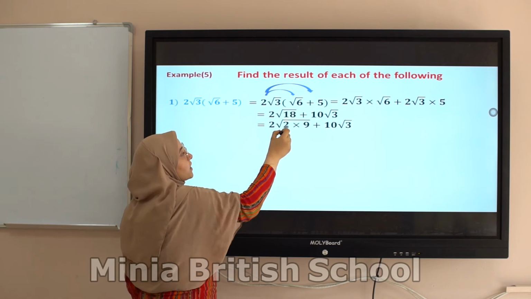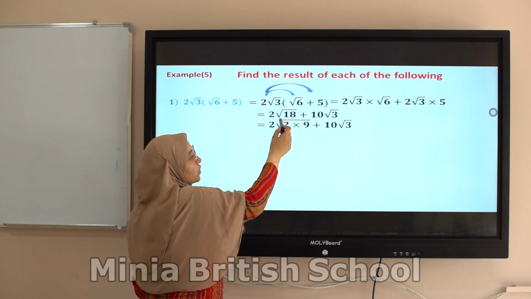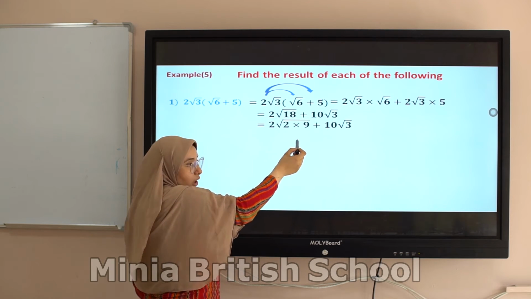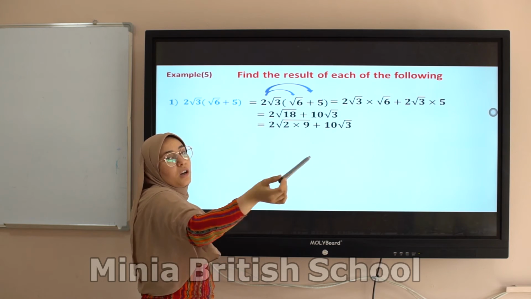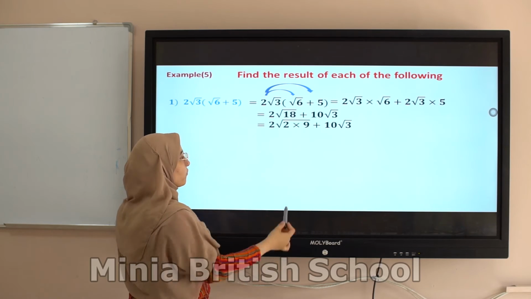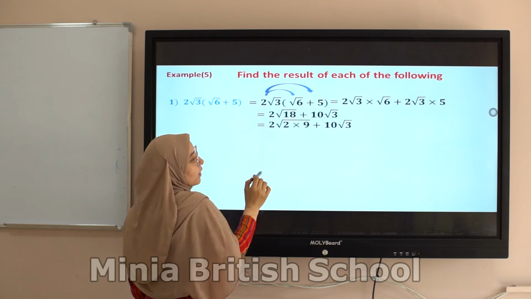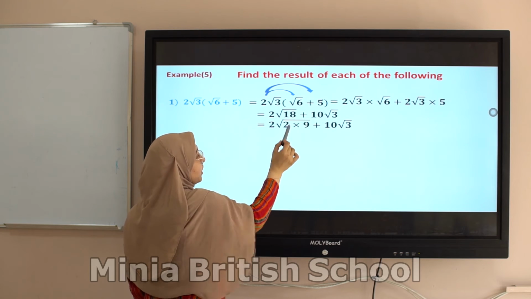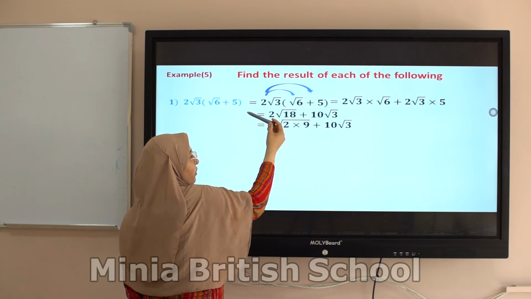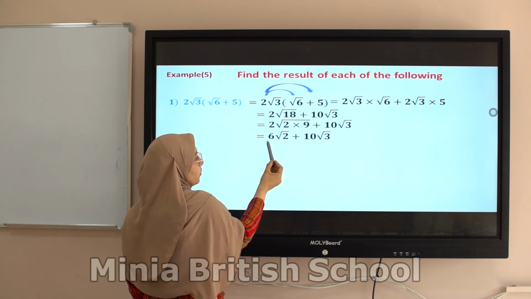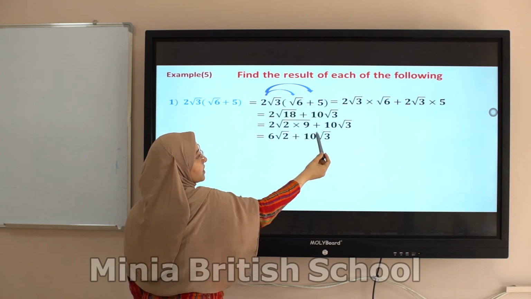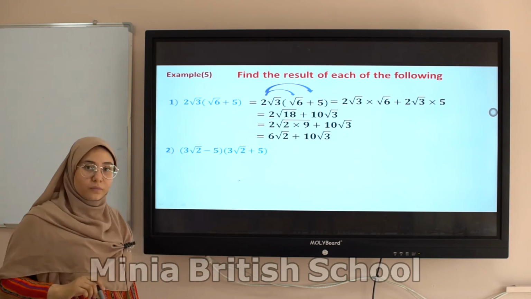Here you can simplify root 18 to root 2 times 9, by factorizing 18 into its prime factors. Now we will distribute the root over the multiplication. Root 9 equals what? Equals 3. 3 times 2 equals 6 root 2 plus 10 root 3.